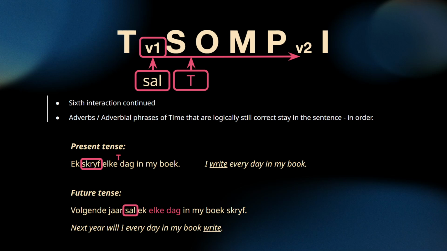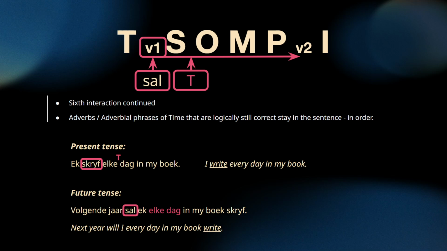Now the question arises, shouldn't I gather all of my time words there? Let's rather not, because this phrase, elke dag, doesn't really dictate when my sentence is happening as much as a tense. At least it doesn't designate a tense. It just designates that I'm doing it regularly within the given time frame. So volgende jaar is my time word, my time phrase. Then I input my first verb sal. Then I have my subject, ek. And then we can still add in this adverbial phrase of time, elke dag, in my boek skryf.